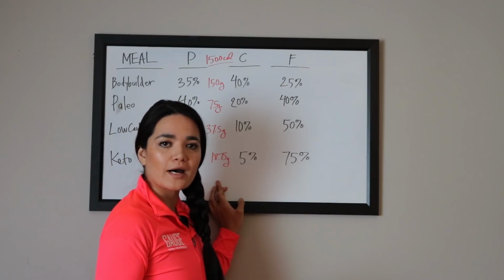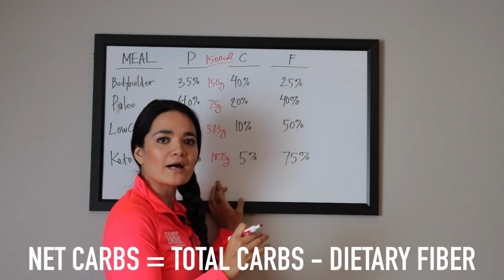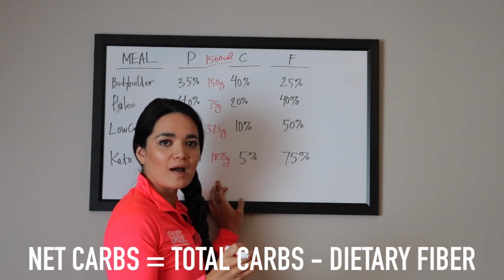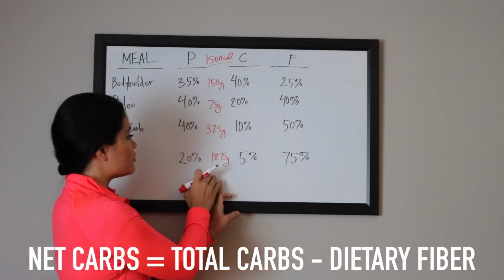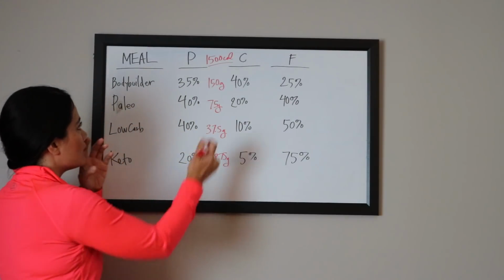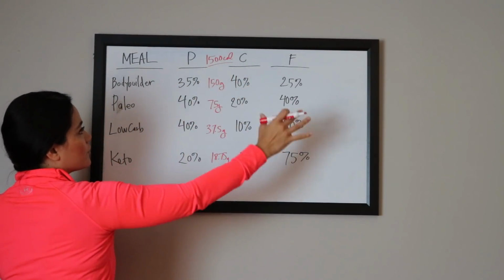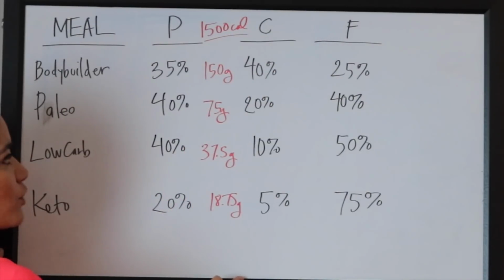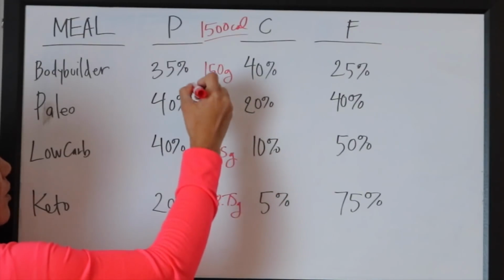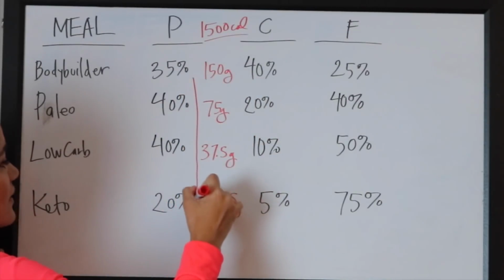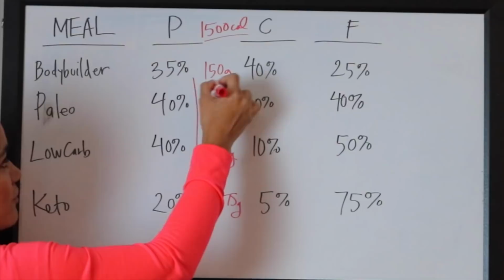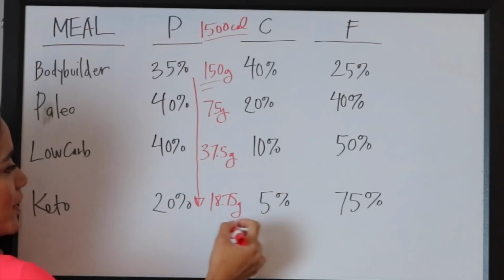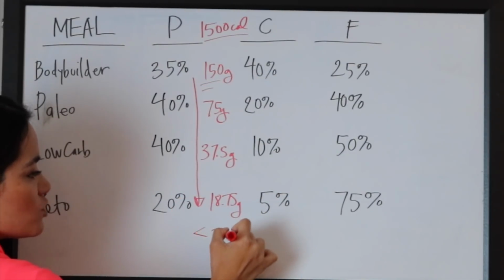When I say net carbohydrates, I mean you're taking your total carbohydrates minus dietary fiber, and that's how I'm getting these values. So what I wanted to point out here, given the same calorie level, you could have a variety of macronutrient splits, with the carbs going down significantly from being able to take 150 grams of carbs per day all the way down to less than 20 grams.